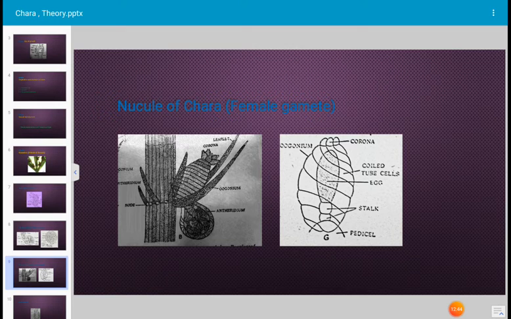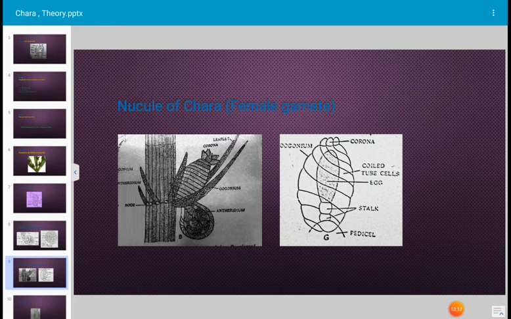The egg is protected by 5 cover cells that are called tubular cells. Tubular cells are 5 in number. Tubular cells show a clockwise spiral arrangement around the egg. At the top of the nucule, 5 corona cells are situated. The egg protoplasm contains oil drops and starch grains towards the base and it is hyaline above, forming a receptive spot.